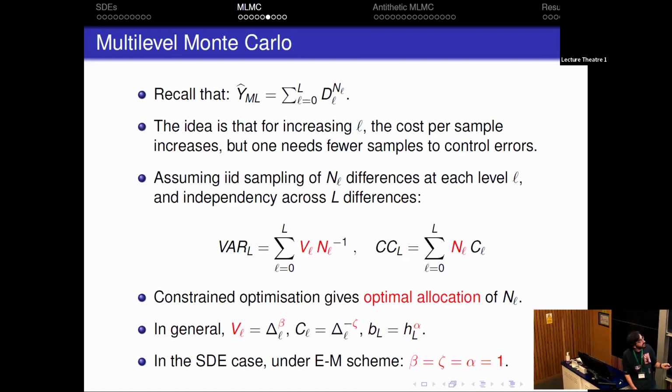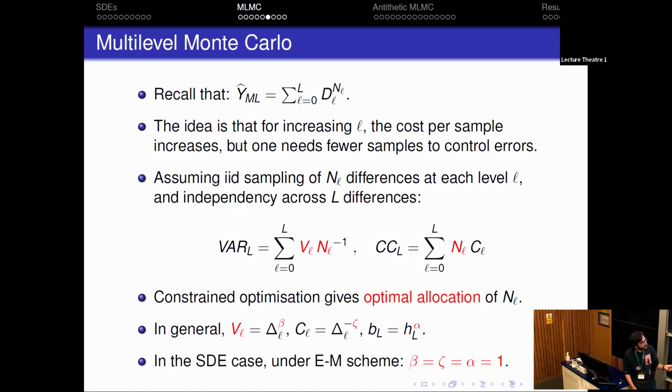If you do an analysis here, because you have L of this term, the variance of the overall thing is the sum of the variances. And L here is the key thing. You can select a different number of Monte Carlo samples for each of these differences. So maybe you need a smaller number of samples as your step gets smaller and smaller.